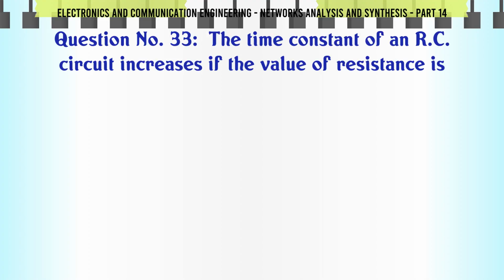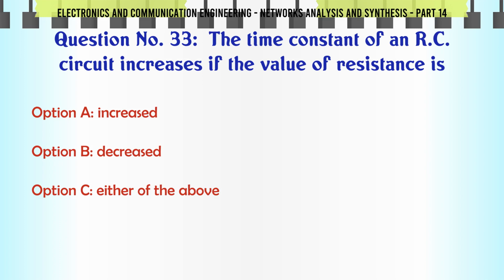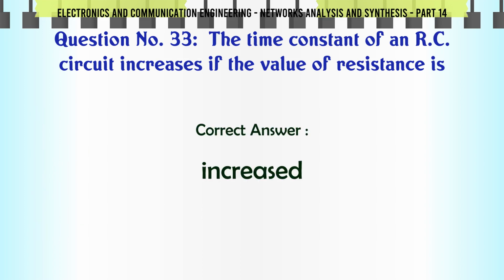The time constant of an RC circuit increases if the value of resistance is: A, increased; B, decreased; C, either of the above; D, none of the above. The correct answer is increased.